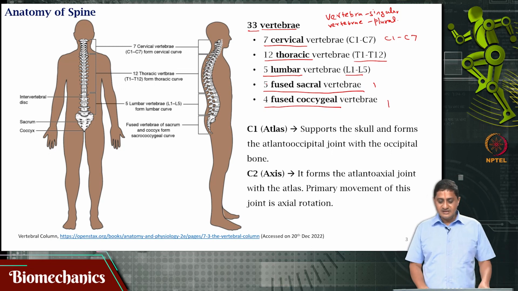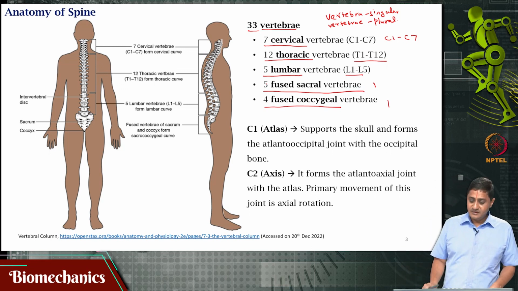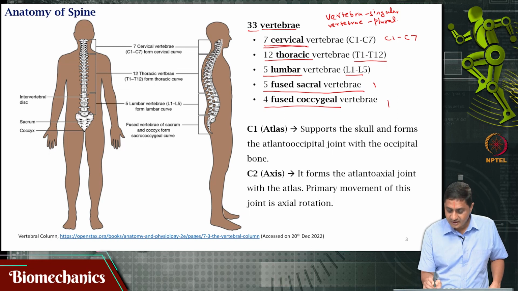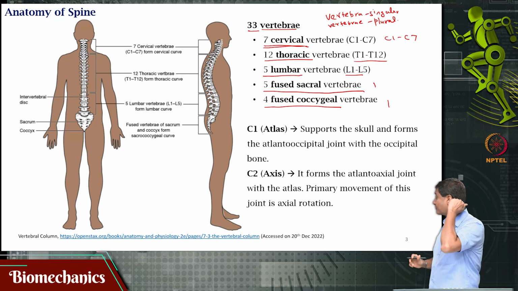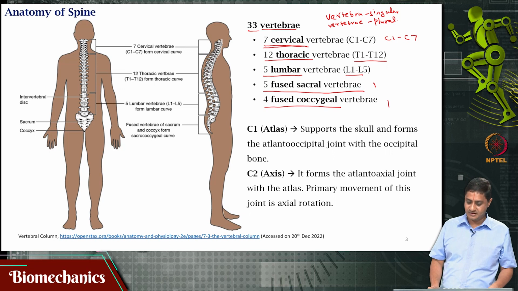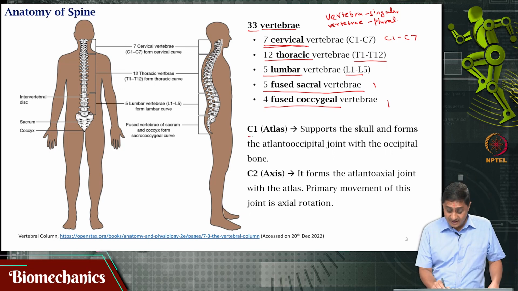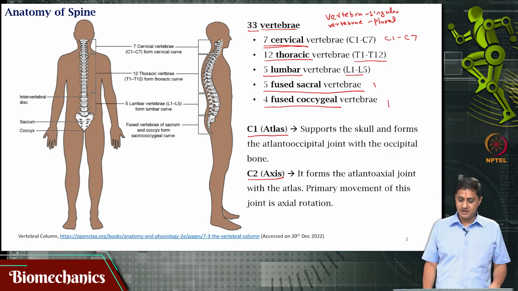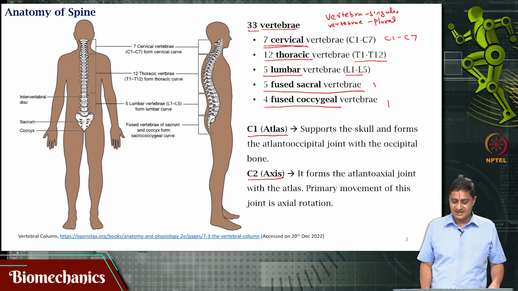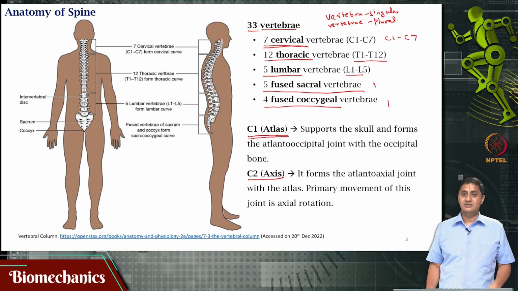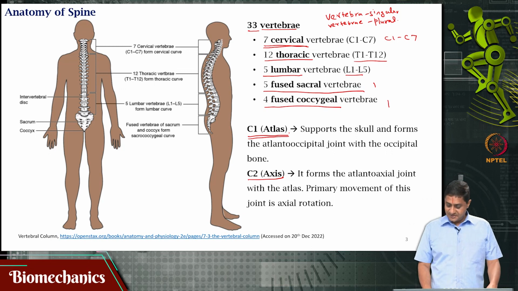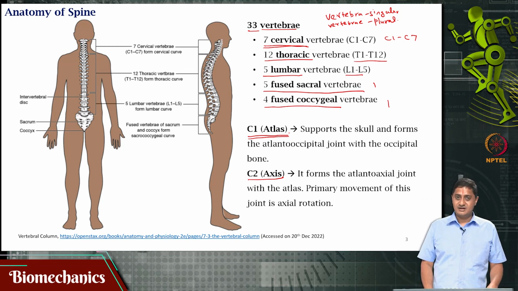Among these 33 vertebra, there are the 7 that are located at the level of the neck. So, at this level, from approximately here to here, in this distance there are 7 vertebrae. Among these there are 2 very special vertebrae. The first 2 at the top are called atlas and axis. The C1 vertebra is called the atlas. It has a special function and shape.